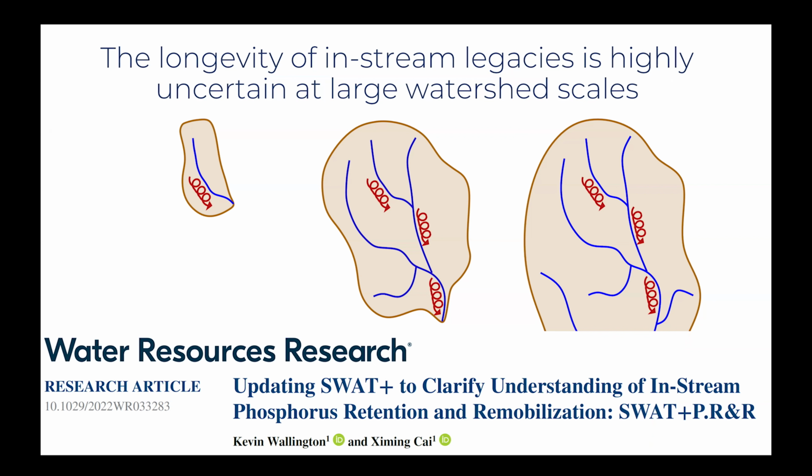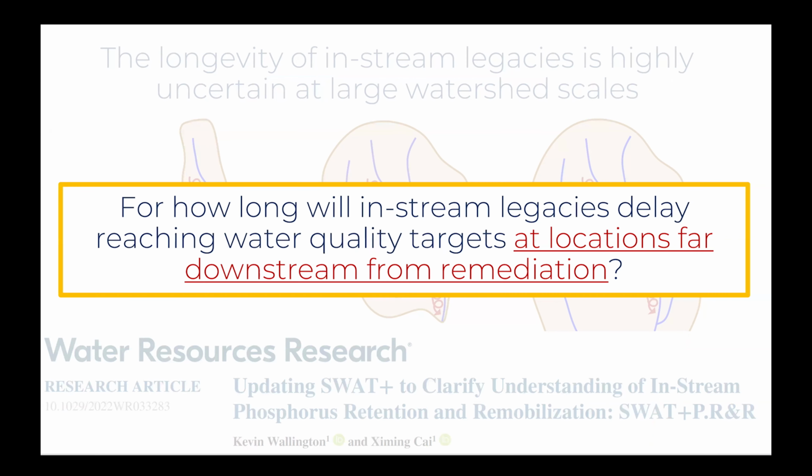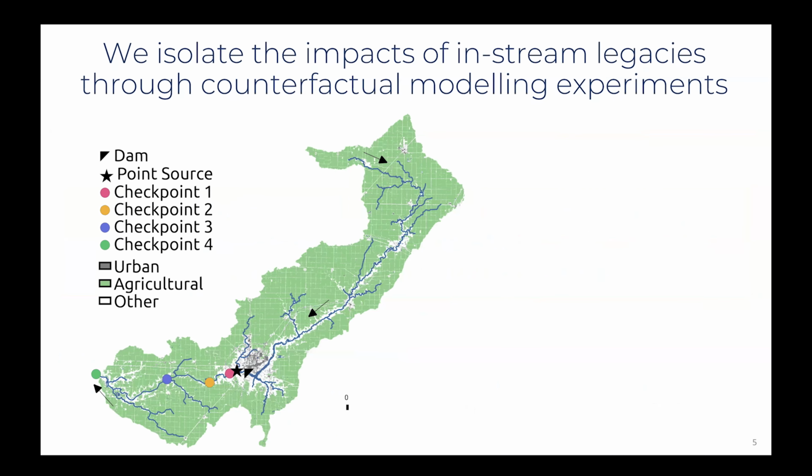And then having this model, we now have a tool to better answer the question driving this research: for how long will in-stream legacies delay reaching water quality targets at locations far downstream from remediation? And so for our investigation, we used the Upper Sangamon River in central Illinois as a case study. The Upper Sangamon watershed is mostly agricultural, but there is a large point source phosphorus discharger, the Sanitary District of Decatur, located at the star on the map.